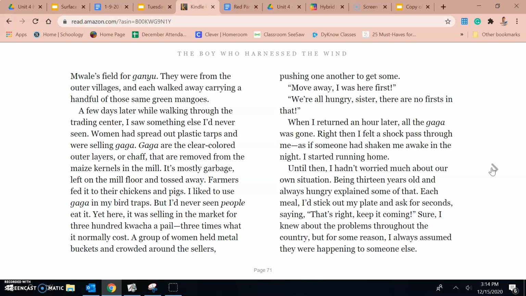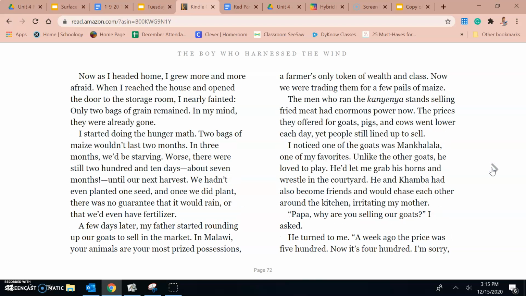Right then, I felt a shock pass through me, as if someone had shaken me awake in the night. I started running home. Until then, I hadn't worried much about our own situation. Being 13 years old and always hungry explained some of that. Each meal I'd stick out my plate and ask for seconds, saying, "That's right, keep it coming." Sure, I knew about the problems throughout the country, but for some reason I always assumed they were happening to someone else. Now as I headed home, I grew more and more afraid.